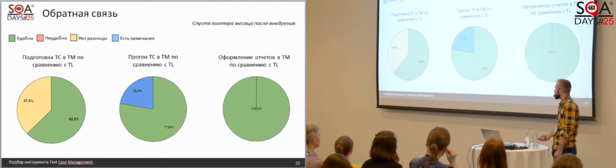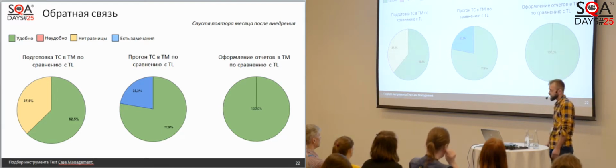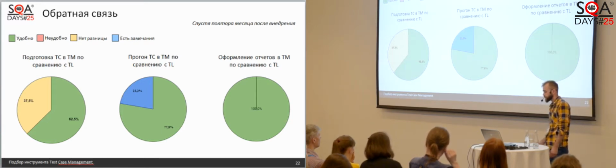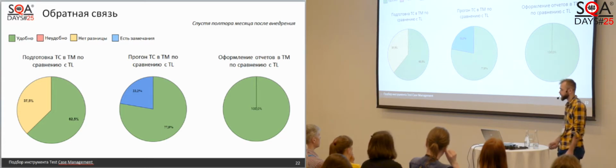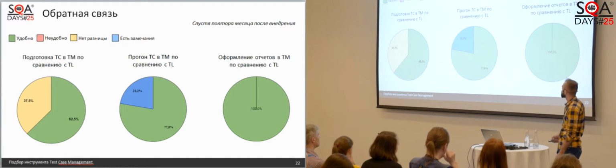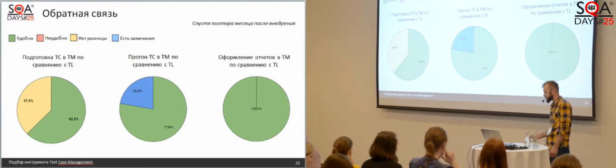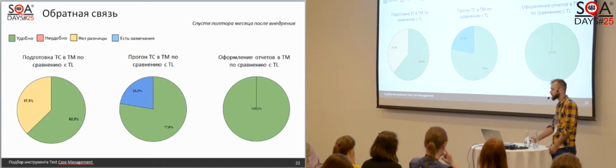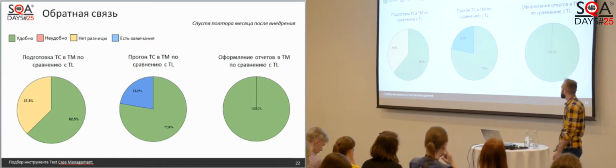Other pie chart: whether it is more convenient to run cases in the new instrument or the old one. Again, the bigger number of users found it more convenient. Some of them made some comments and we individually addressed them. And the final pie chart, I would like to speak more about it. This is how reporting and protocols are prepared.